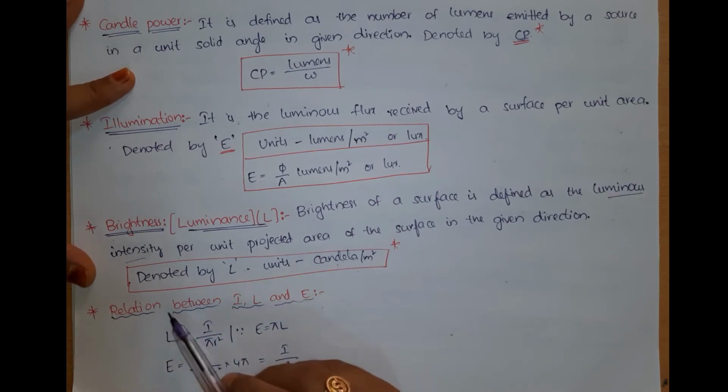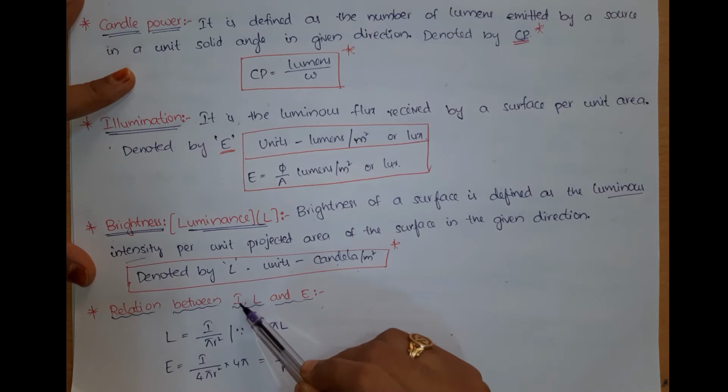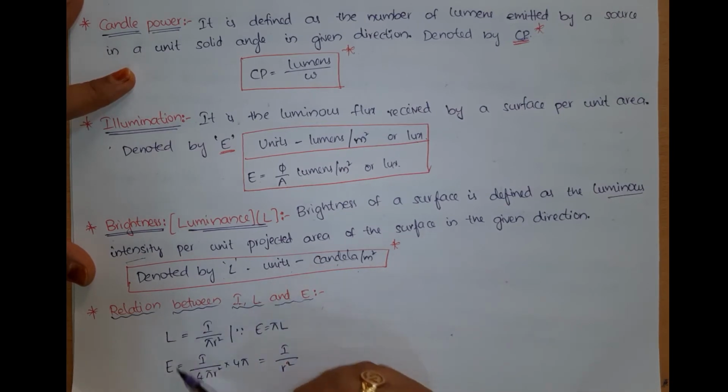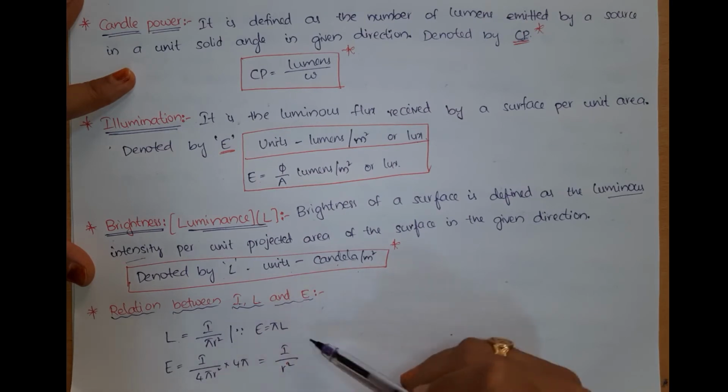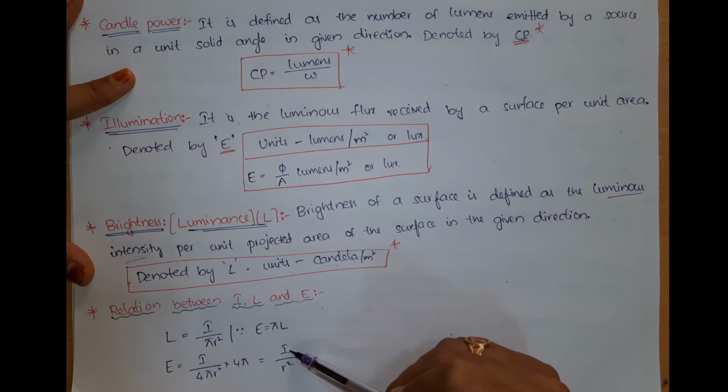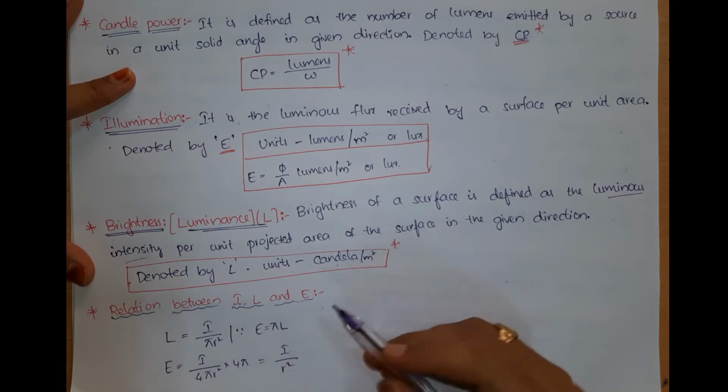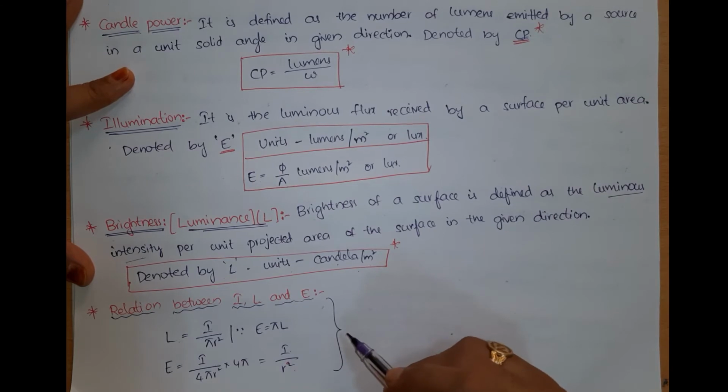Now let us see the relation between luminous intensity, luminance and illumination. These are the formulas corresponding to these three terms. Luminance L is luminous intensity by pi r square, and illumination E is luminous intensity by 4 pi r square into 4 pi, which gives us luminous intensity I by r square. These formulas give the relation between luminous intensity, luminance as well as illumination.